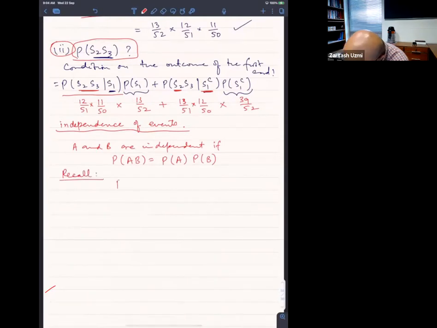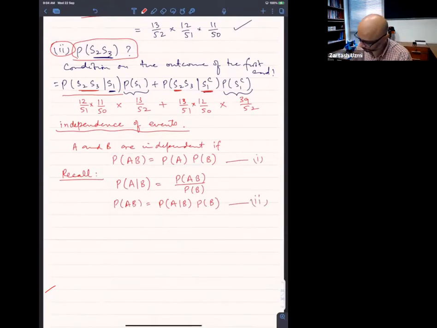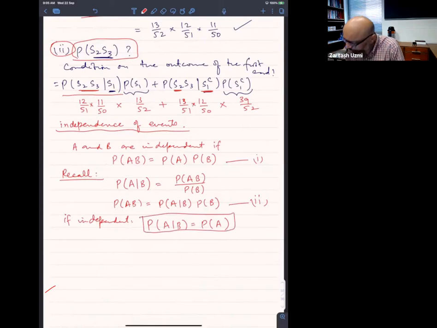Recall from the conditional probability expression. The expression of conditional probability is probability of A and B together divided by probability of B. Can also be written as probability of A and B is equal to probability of A given B into probability of B. Compare 1 with 2. If independent, then probability of A given B would be equal to probability of A. And this is something which makes complete sense. Okay, the probability of A remains unchanged irrespective whether B is given or not.